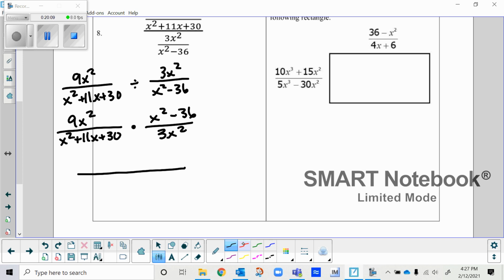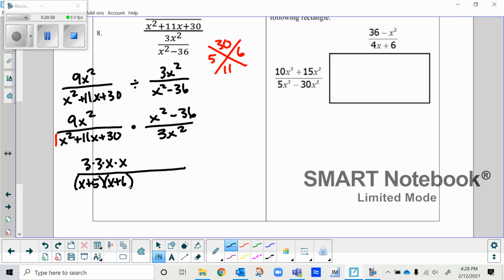So for 9x squared, I'm going to factor as 3 times x times x. And then for the bottom, that's a trinomial. There's 3 terms. The a value is 1. So I'm going to do the short AC method. A times c is 30. B is 11. 5 and 6 are what will multiply to 30 and add to 11. And I do not have to do grouping because the a value is 1. So I can go straight to my factored form, x plus 5 and x plus 6.